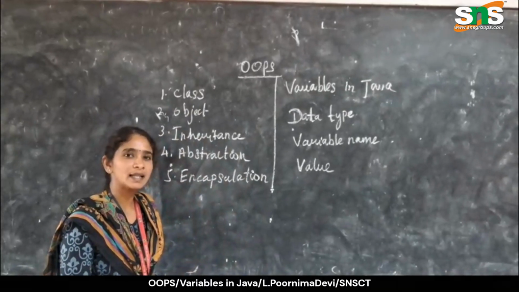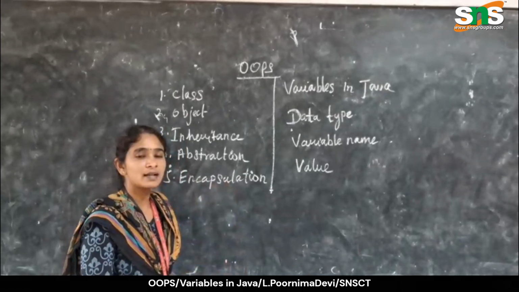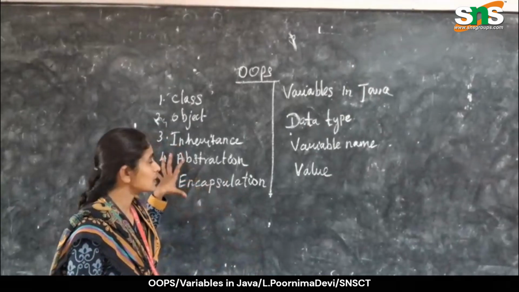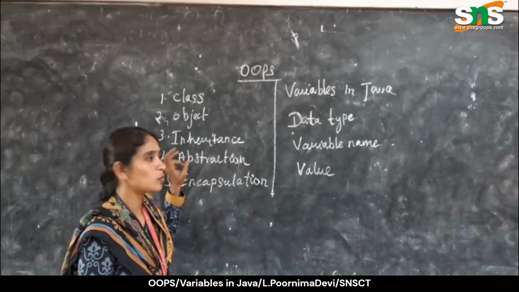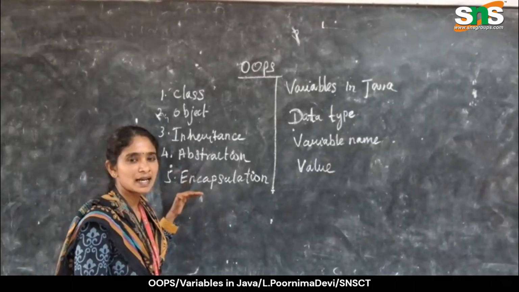We create the class using the class name as the syntax, and the object is created as class name, object name equal to new class name. So these are the key concepts for creating a class and object in OOPS: class and object, and inheritance, abstraction and encapsulation.